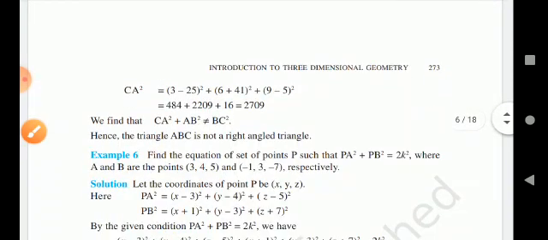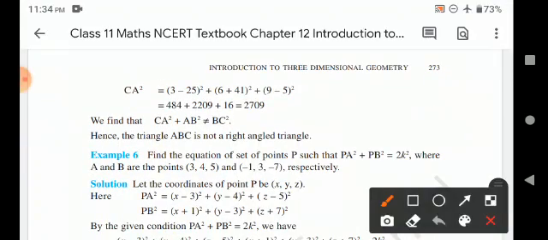Similarly, we can find out CA square is equal to 3 minus 25 the whole square plus 6 plus 4 the whole square plus 9 minus 5 the whole square. Their squares give 484 plus 2209 plus 16. Their sum gives 2709. In this case, we find that the sum of the two sides square is not equal to the third side square.